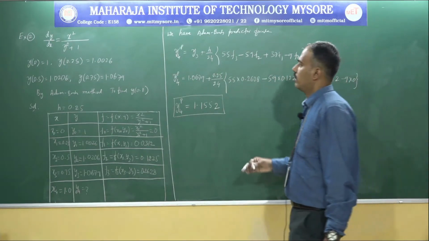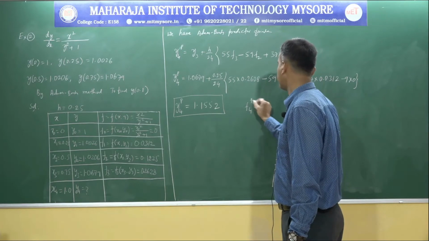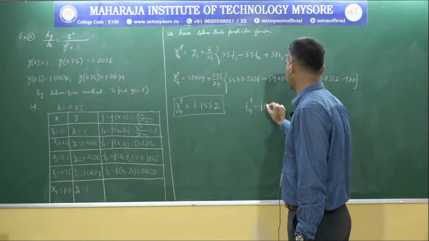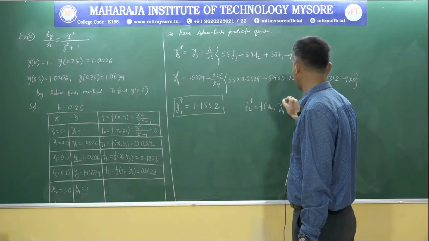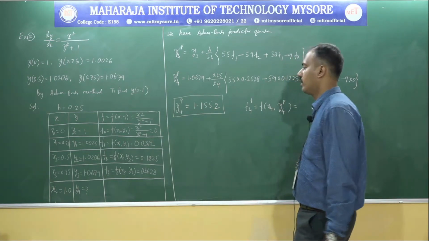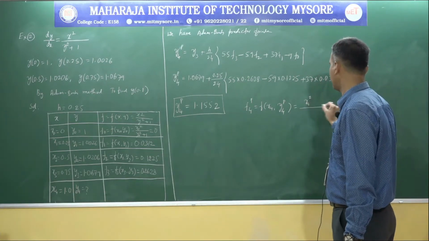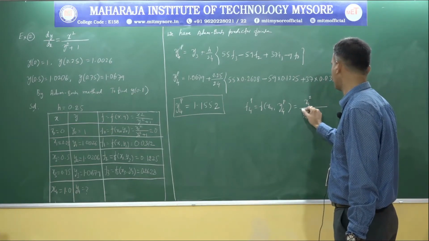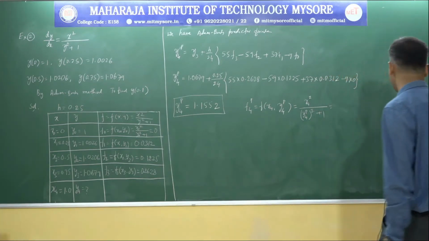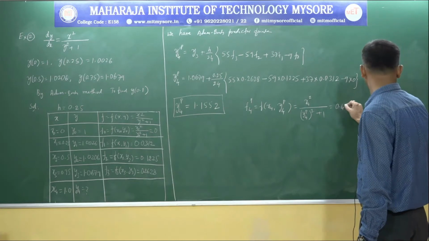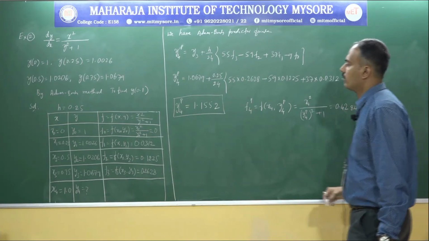Next, before going to the corrector value, we require f4p, which is f of x4 comma the previous value, f4p. Substituting, x4 square denominator y4p square plus 1. Simplifying, we get 0.4284.